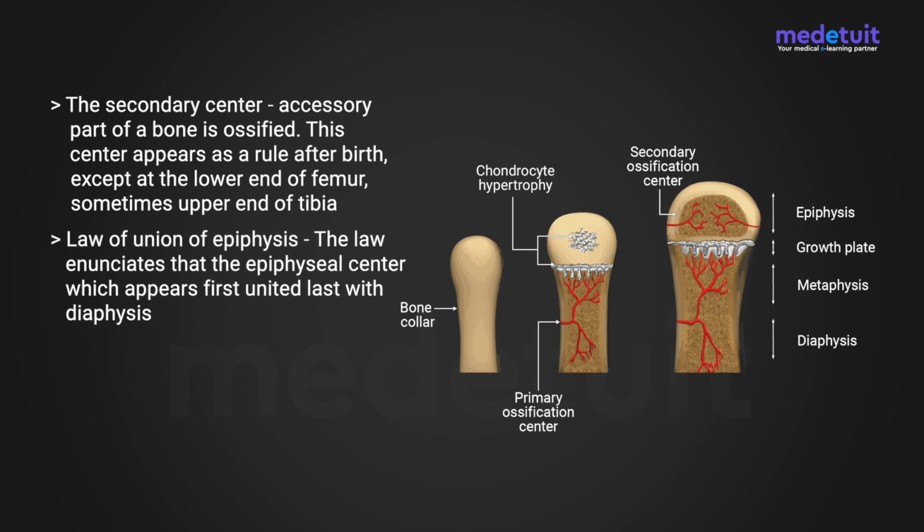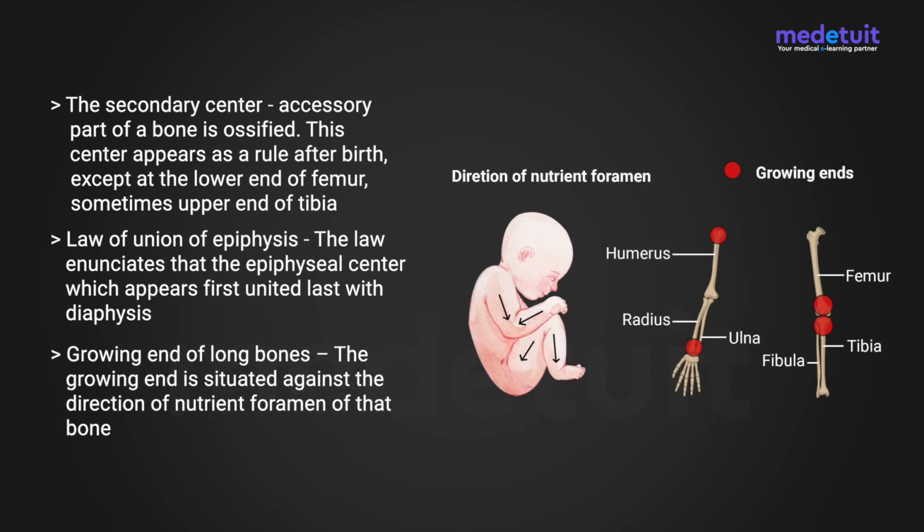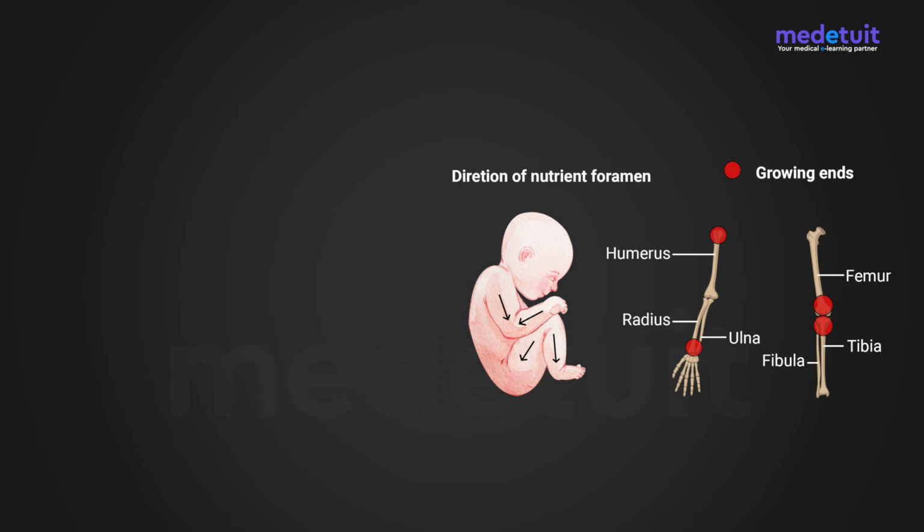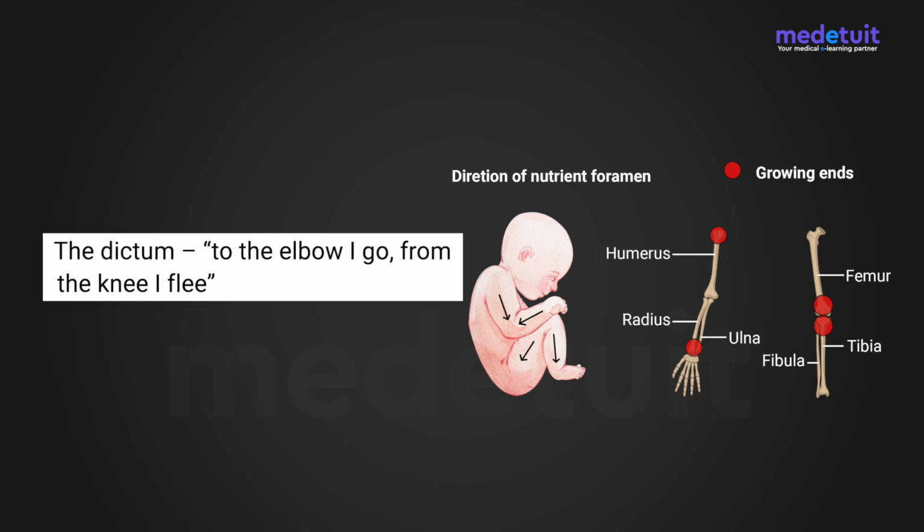Law of union of epiphysis. The law enunciates that the epiphyseal center, which appears first, unites last with diaphysis. Growing end of long bones. The growing end is situated against the direction of nutrient foramen of that bone. The dictum saying, to the elbow I go, from the knee I flee.